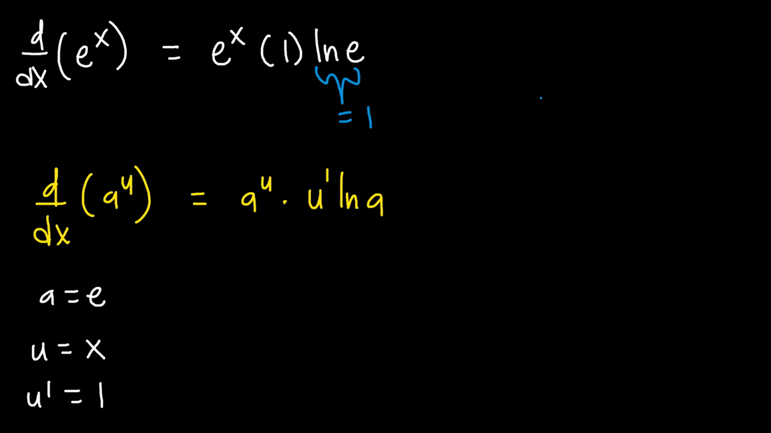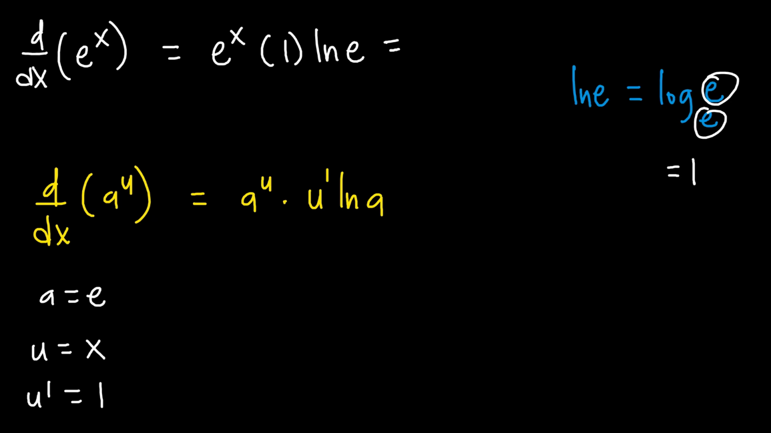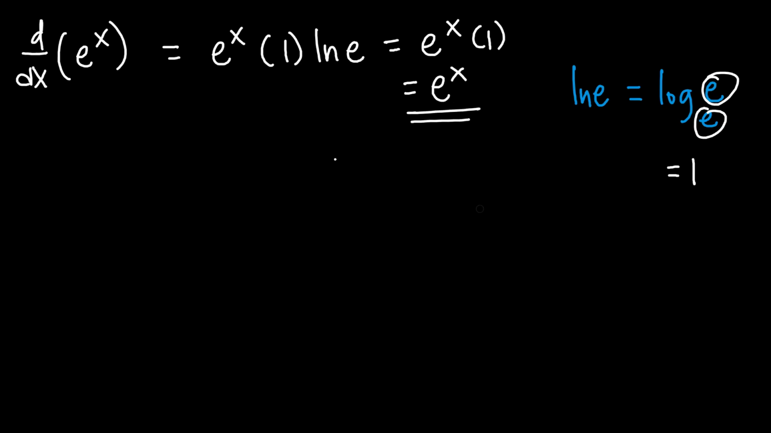This is because ln is the same as log base e. Therefore ln e is the same as log base e of e. And from the rules of logarithms, if this is the same as this, then the function will be equal to 1. So this will be equal to e to the power of x times 1, which is equal to e to the power of x. Therefore, whenever you have an exponential function with base e, the natural log part will be equal to 1.